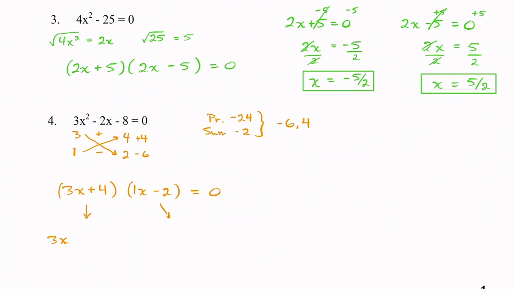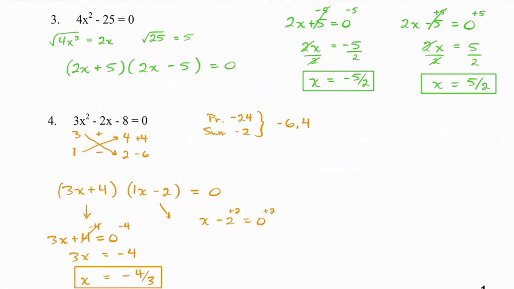So let's do the left one here first. 3x plus 4 equals 0. Subtract 4 from both sides. Get those to cancel. So we got minus 4 here, and then divide both sides by 3. So we're going to get negative 4 over 3. Then for that second one, we had 1x minus 2, set that equal to 0. And then we're going to add 2 to both sides. The 2's cancel. So I got x equals 2.